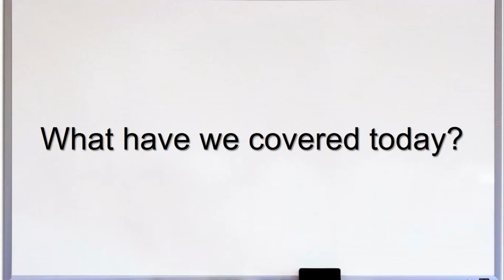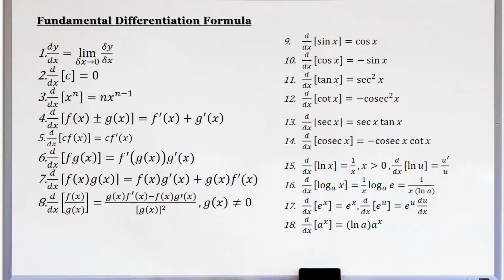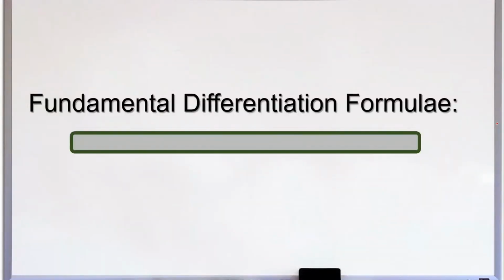What have we covered today? We have come to the first principle of differentiation from the tangent line problem. We have proved that the derivative of a constant function equals 0. And we have proved the power rule. We also proved the sum and difference rule. We proved constant multiple rule. We also proved chain rule, product rule, and quotient rule. So for part 1 of the video, we have proved 8 of them, and there are still 10 more to go. Today's progress, about 1/3.